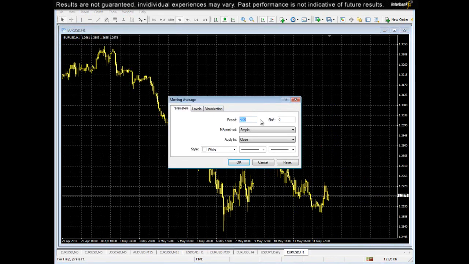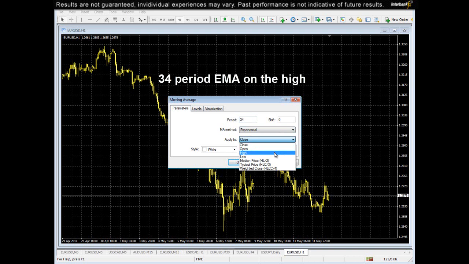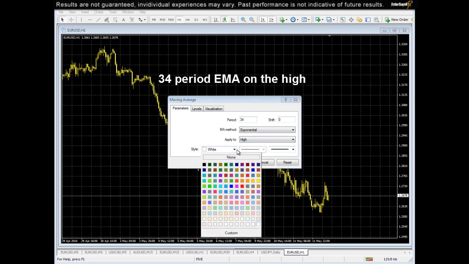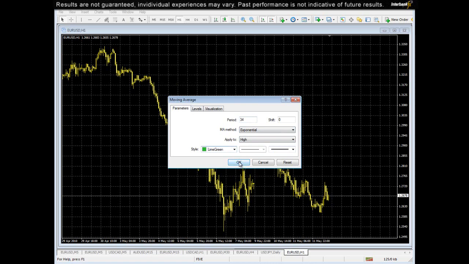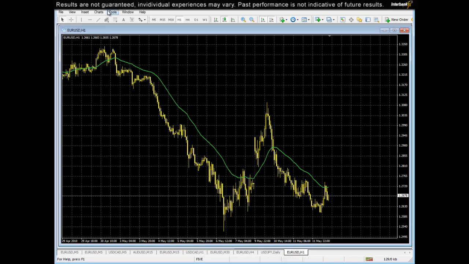with just the wave on here. So we're going to set the wave up real quick. 34 period exponential moving average. I'm going to set one up on the high, which I typically like to have in a green color. So there's my 34 period EMA high.